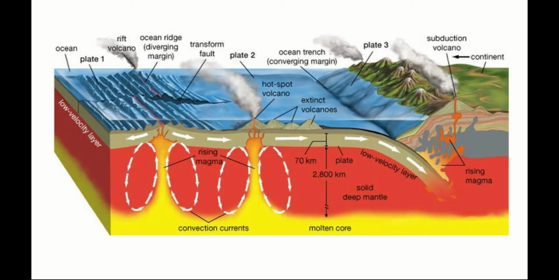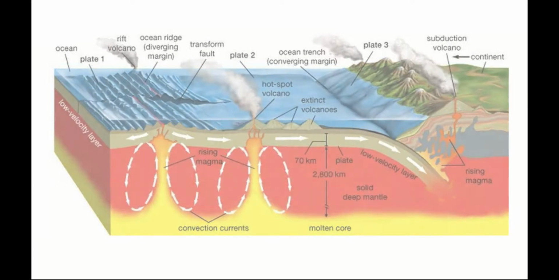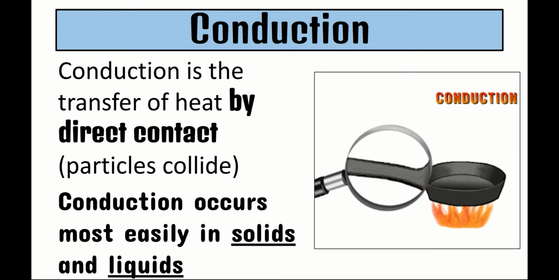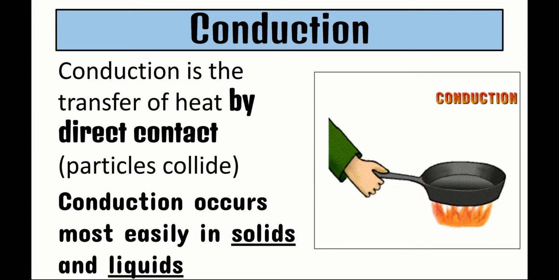Here's another image of it, and you might have learned about something like this in your earth science class or somewhere else, but these are all the features that form due to convection going on underneath the Earth's surface in the mantle. Now, the second type of heat transfer is called conduction.